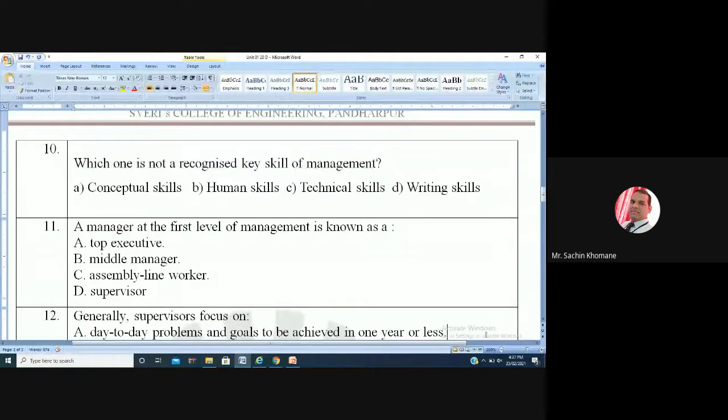So the supervisor is always at the first level of management. That supervisor is also a manager. First level means immediately after workers, right? Assembly line workers. So those who are handling the shop floor are called supervisors. So these are the first level managers.